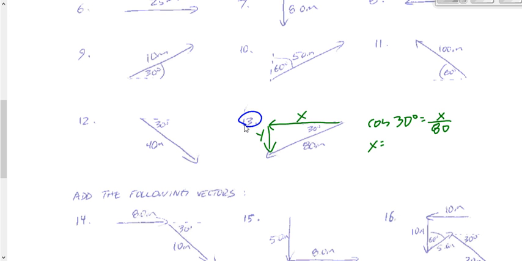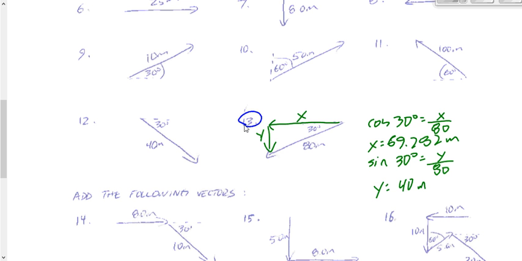When I do that, 80 times cosine 30, I get 69.282. For the y component, I'm going to use sine. Sine is opposite over hypotenuse. Sine 30 is equal to opposite, the y component, the one that's not touching the angle, over 80. Y ends up being equal to exactly 40 meters.